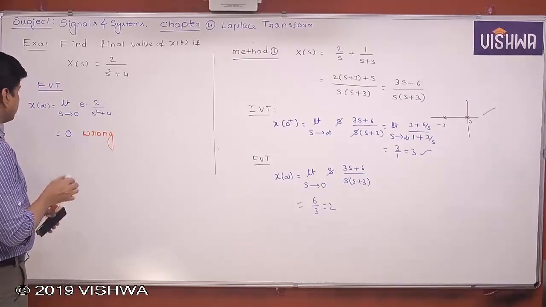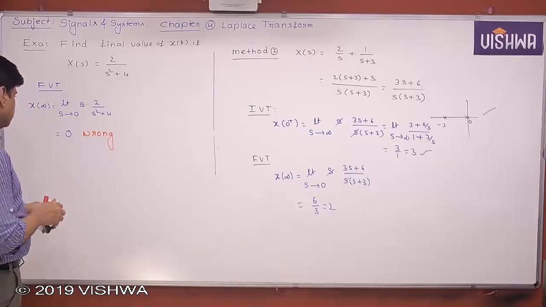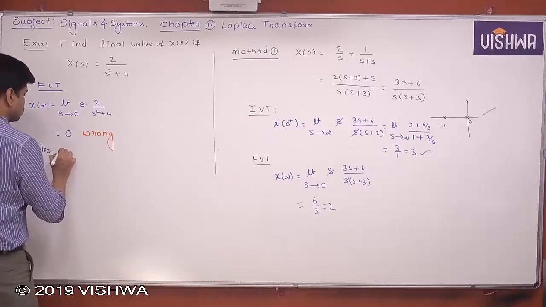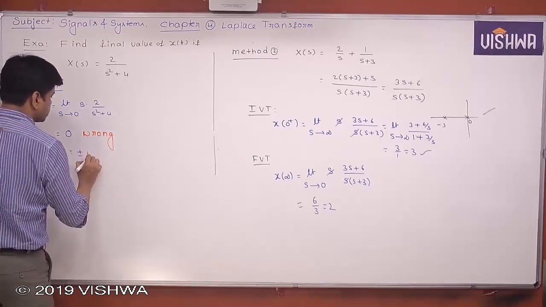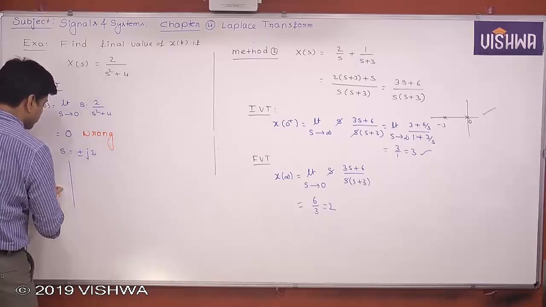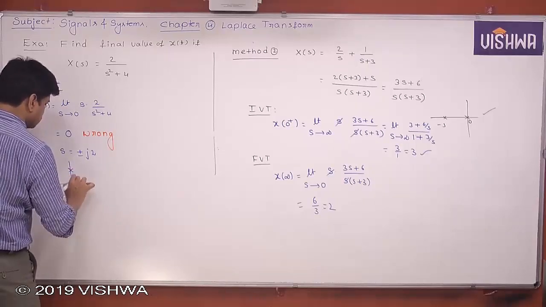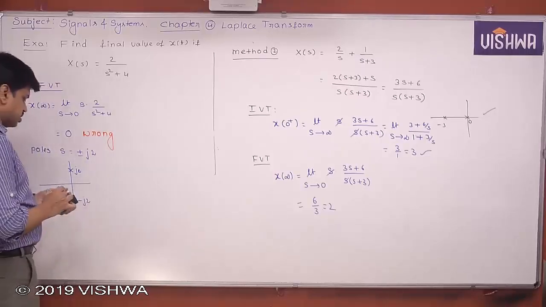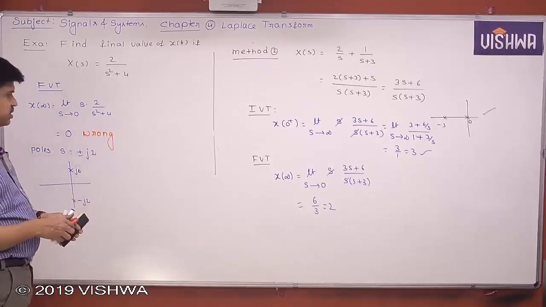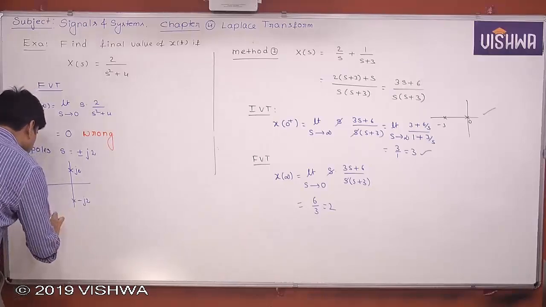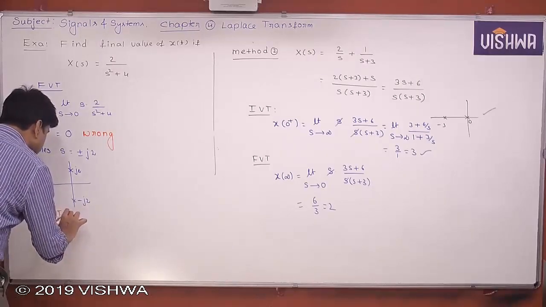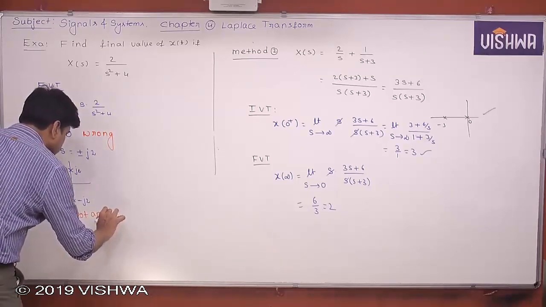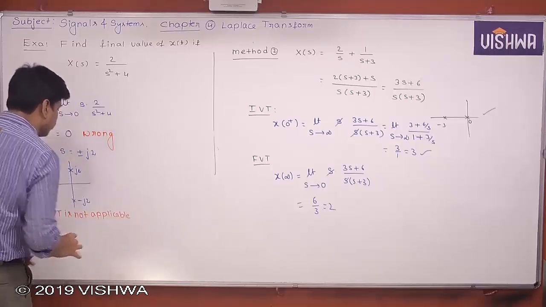Let's see. First of all, final value theorem is not applicable. Why, sir? If you observe carefully, what are the poles we are having? Poles: s is equal to plus or minus j2, which are here, j2 and minus j2. So they are on the imaginary axis. I told you, whenever poles are on the imaginary axis, final value theorem is not applicable.